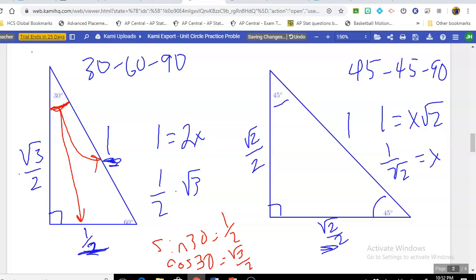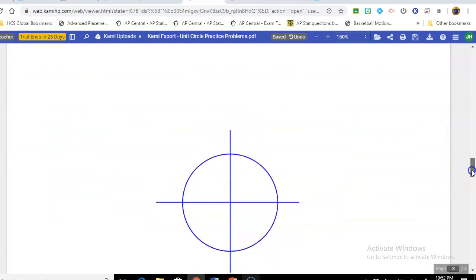But because our hypotenuse is 1 and we're dividing by that, whatever the lengths of these legs are is going to tell us what our values for that trig function are going to be. And that's the important piece that we need to know here. So let's take a look at this unit circle.